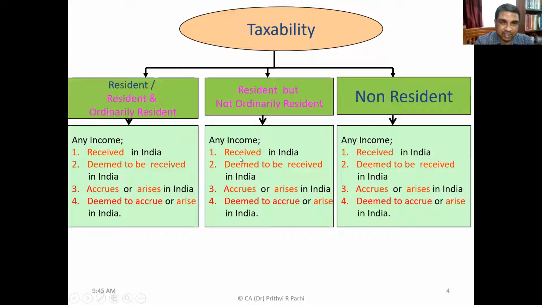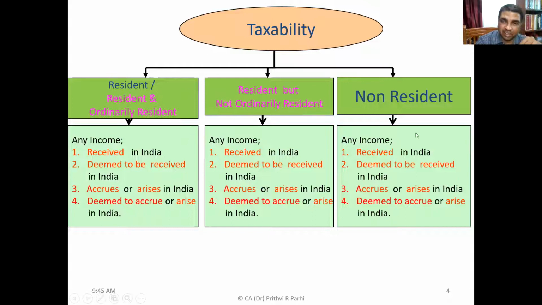Can you read what are the things which are written here for resident but not ordinarily resident? Any income received in India, deemed to be received in India, accrues or arises in India, deemed to accrue or arise in India. So all these things are also taxable for a person who is resident but not ordinarily resident.